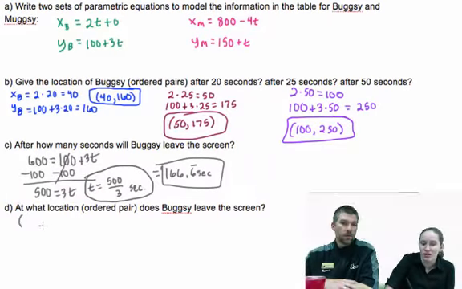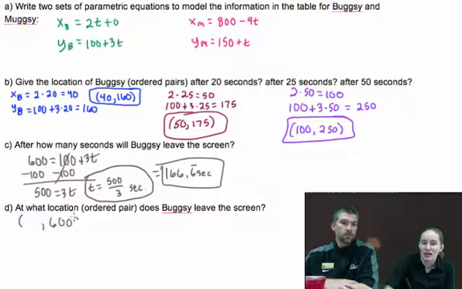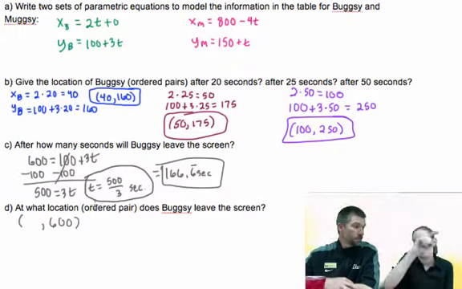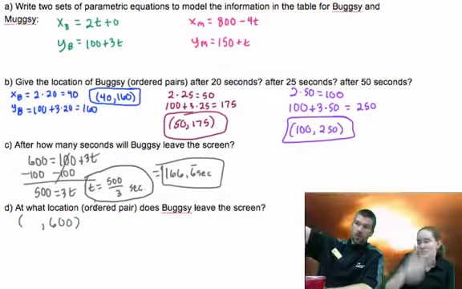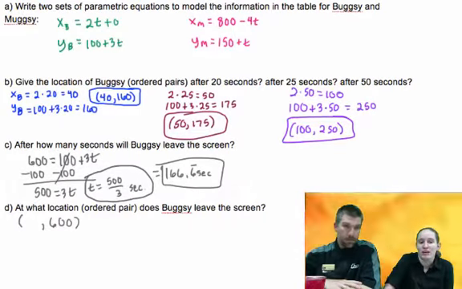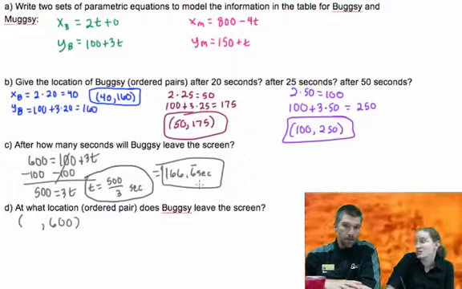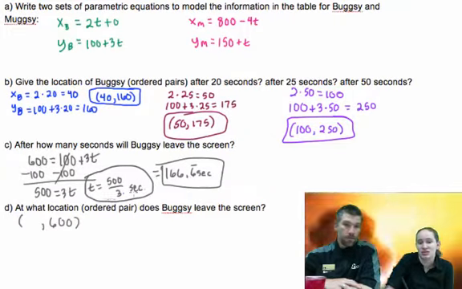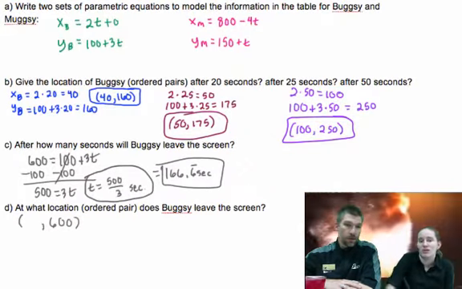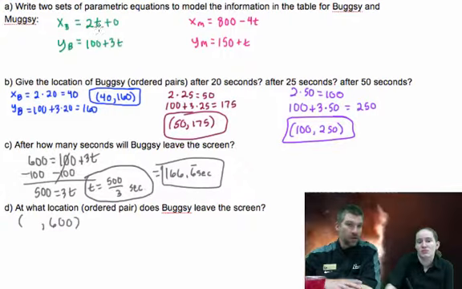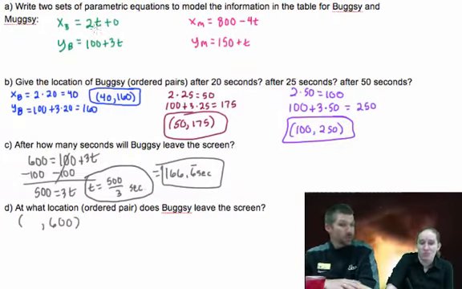Okay, so after how many seconds will he leave the screen? After 166 seconds. At what location does he leave the screen? Well, we know that he's leaving at a y value of 600, because we looked at our graph and he gets to the top going off. So we need to figure out the x value for that coordinate, and we can figure that out using that 166.6 seconds or 500 over 3. I think the 500 over 3 will give us a more accurate answer because we don't have any rounding issues.